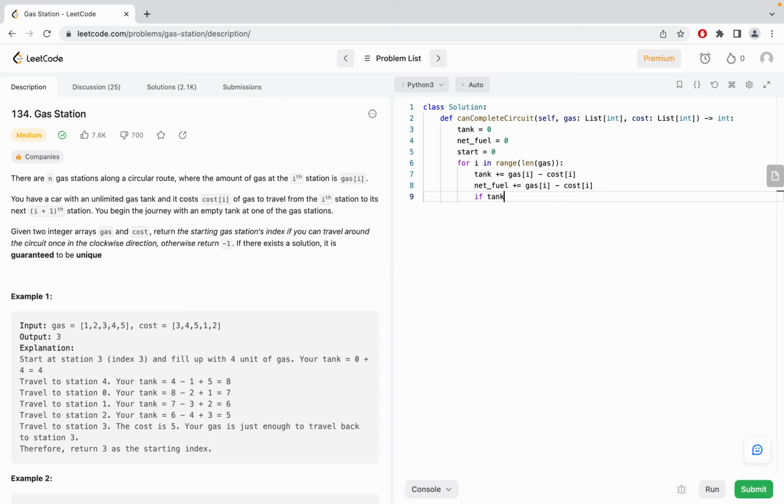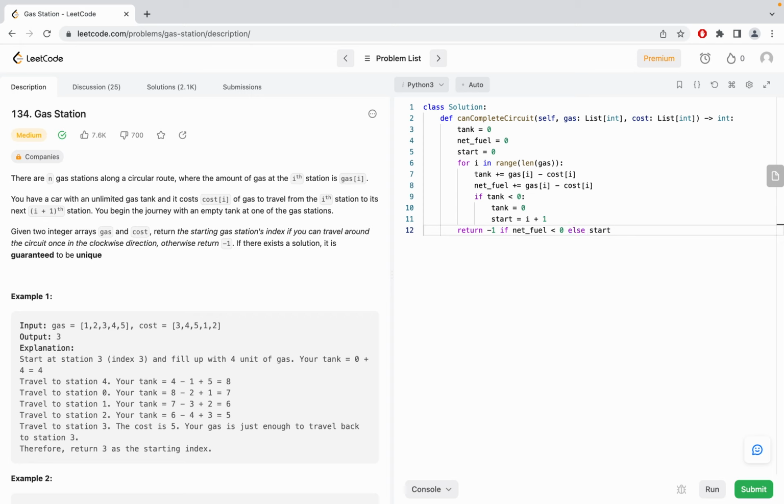If the tank falls below 0, which means we've run out of gas, what we want to do is reset the tank and then start over with i plus 1. And that is the end of our for loop. Once that whole process completes, we want to do one more simple check. We want to return -1 if the net fuel is less than 0. Otherwise, we can return start.